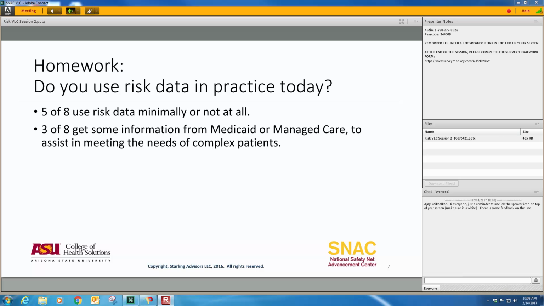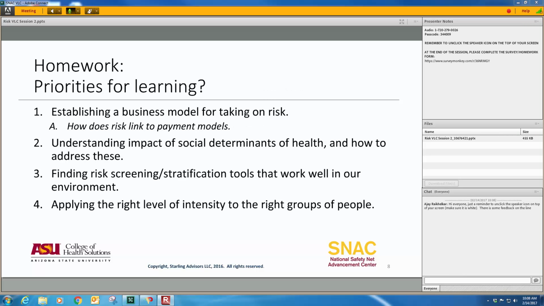The next question revolved around priorities for learning. And I wanted to break these out so that we could make sure that we're identifying opportunities to address each of them. So the biggest and most commonly mentioned was how do you establish a business model for taking on risk? So very specifically, how does risk link to payment models?